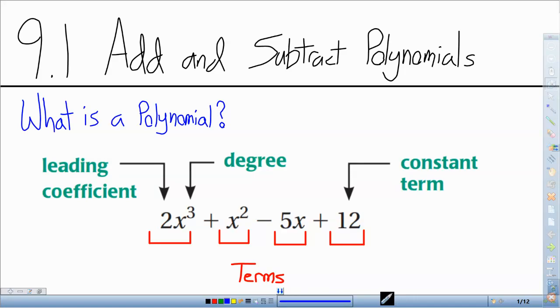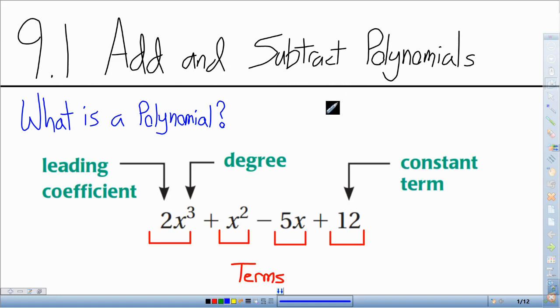Hey everybody. So we are getting into chapter 9 today, which basically deals with what are called polynomials. Throughout chapter 9, we're going to be doing different things to polynomials. In 9.1, today we're going to be adding and subtracting them. But the first thing we're going to do is actually figure out what is a polynomial.